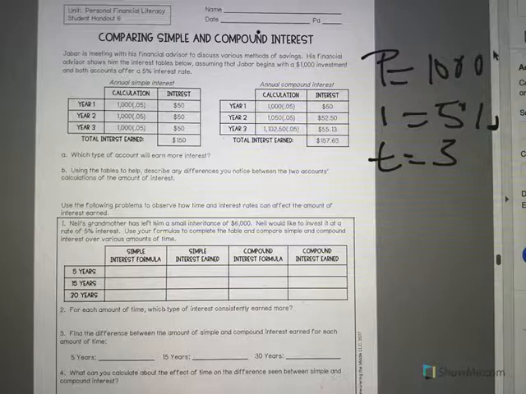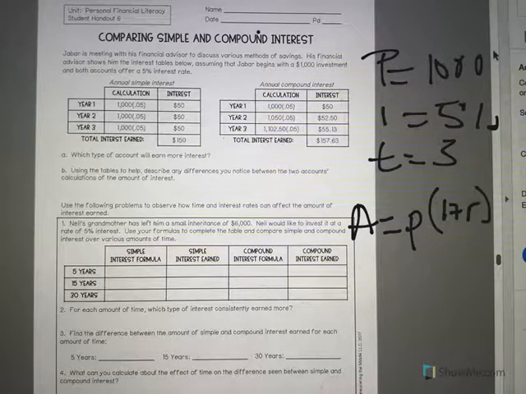Well, it's a little bit different in compound interest, and we know that compound interest, our formula is A equals, and you don't have to memorize this, P, which is our principal, 1 plus R to the power of time, right? So if we put that in, year 1, surprise, it's just $50. Year 2, he earns $52.50. Year 3, he earns $55.13, and a total interest he earns is $157.63.